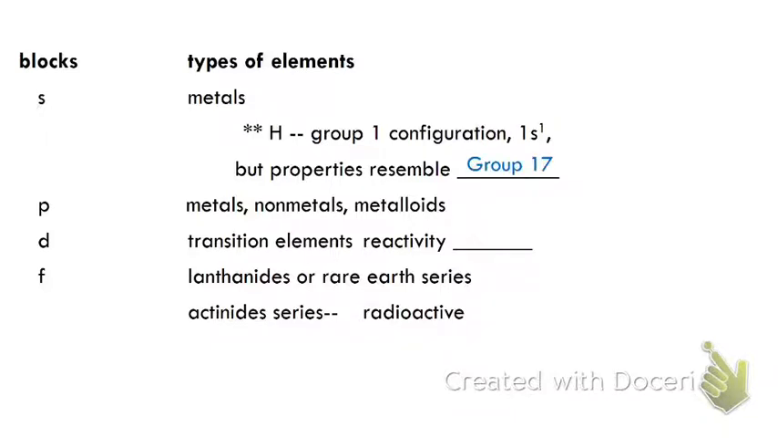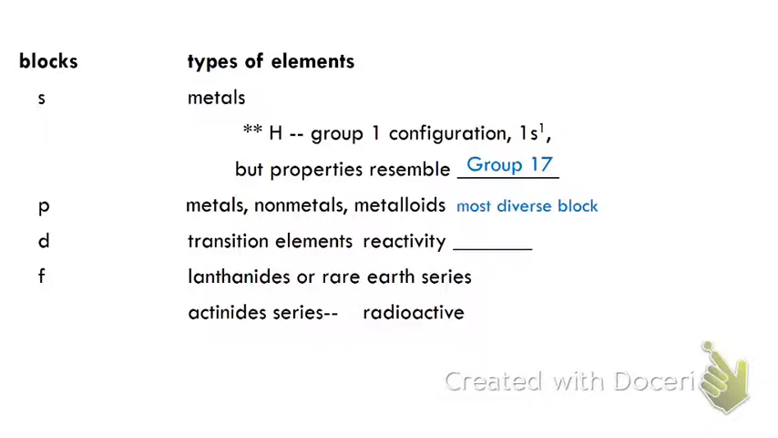Technically, its properties resemble more of the group 17 properties, the halogen properties. So it could belong over there. It even can form a -1 charge like those halogens like to, but the electron configuration technically says it should be over there in the S block. So that's where it lives.